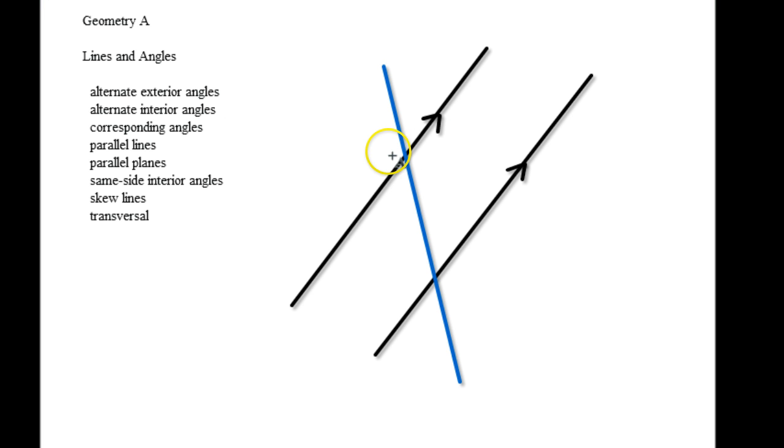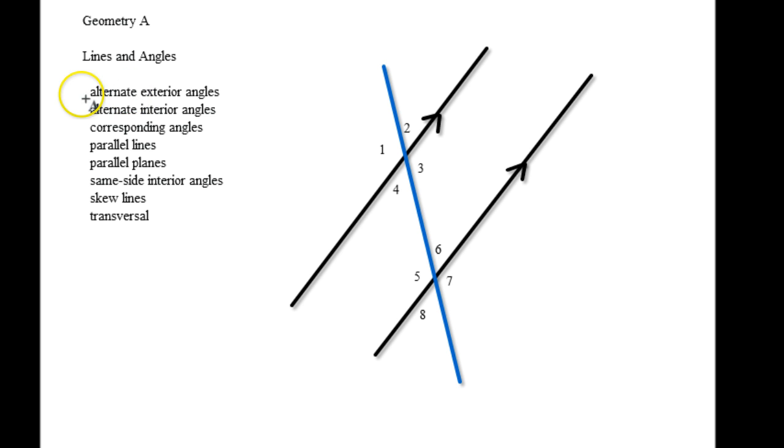Okay, so now cutting it through here, we have 8 different angles. We have angle 1 up here, angle 2, 3, and 4, angle 5, 6, 7, and 8. We'll talk about those in a sec.